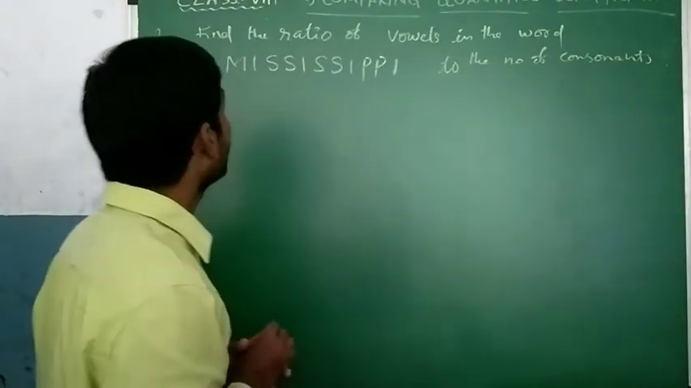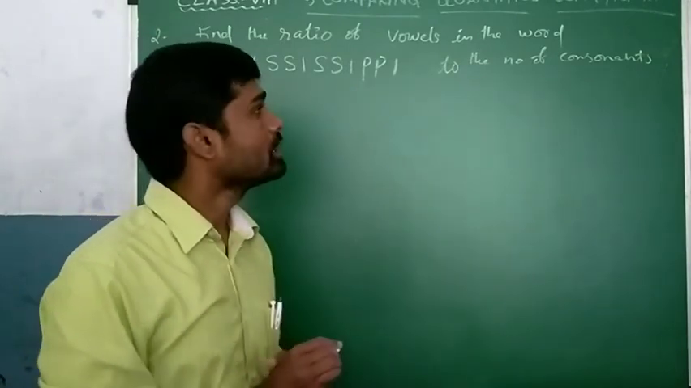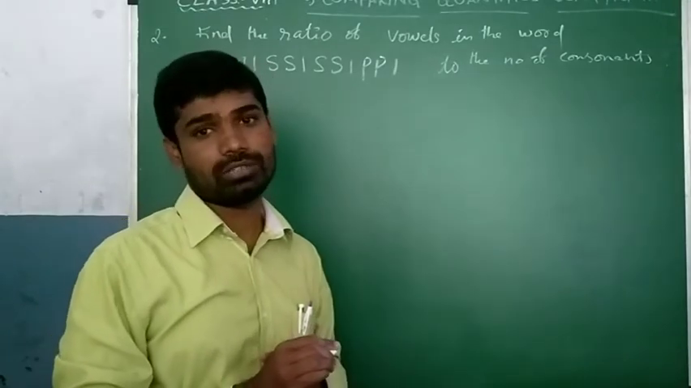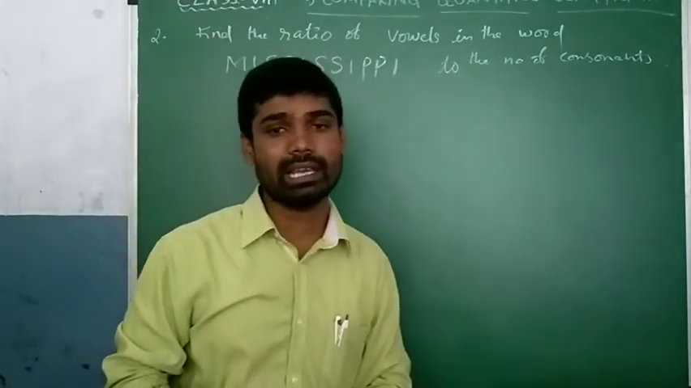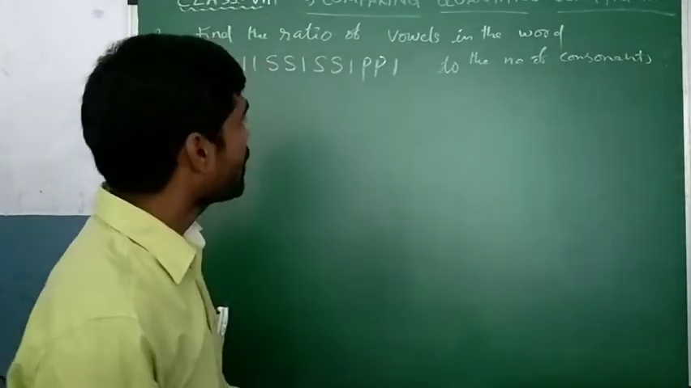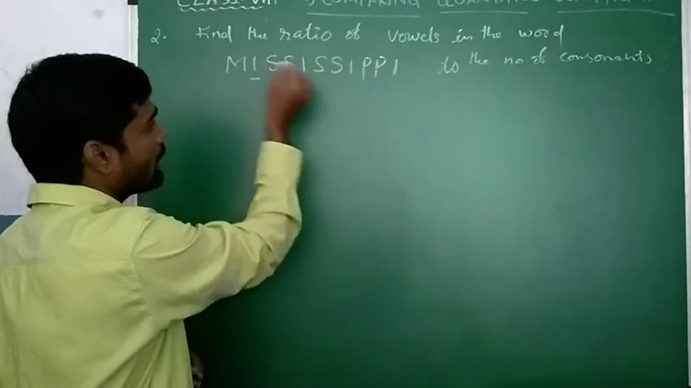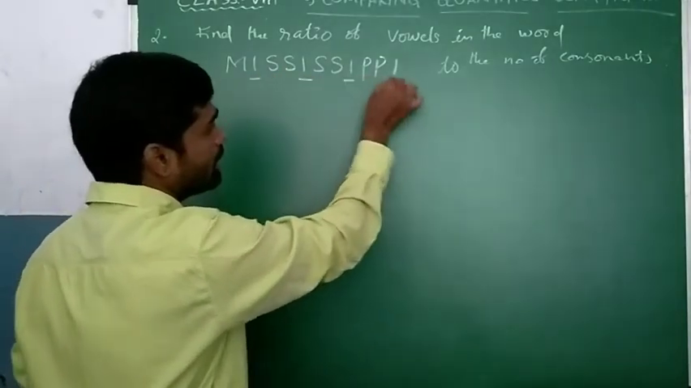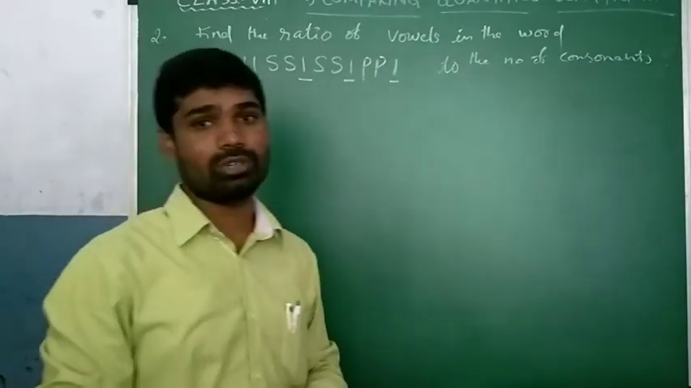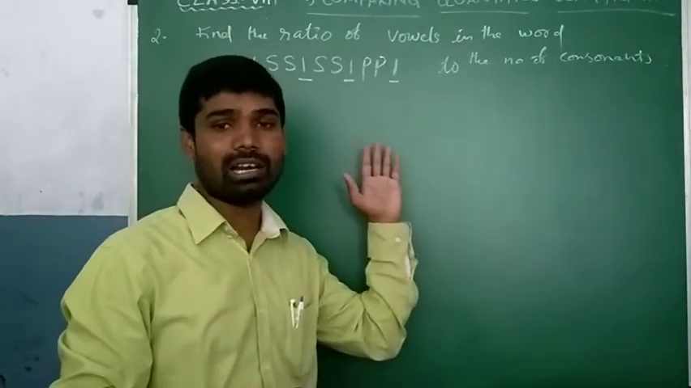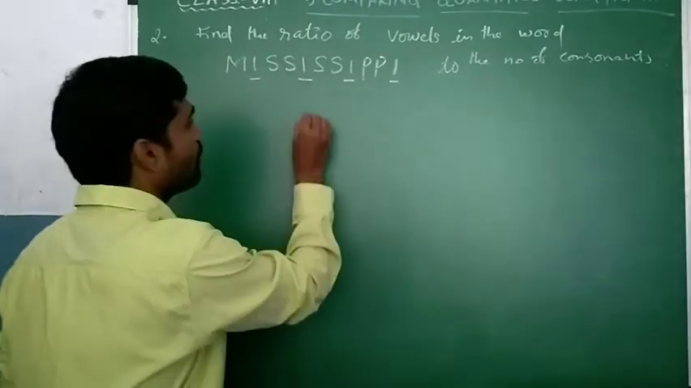Another problem: find the ratio of the number of vowels in the word Mississippi to the number of consonants. In English we know very well the vowels: A, E, I, O, U. So in this word, what are the vowels? Let us observe: vowels are 1, 2, 3, 4. I is only one letter, but it is repeated 4 times. So how many times are there vowels here?